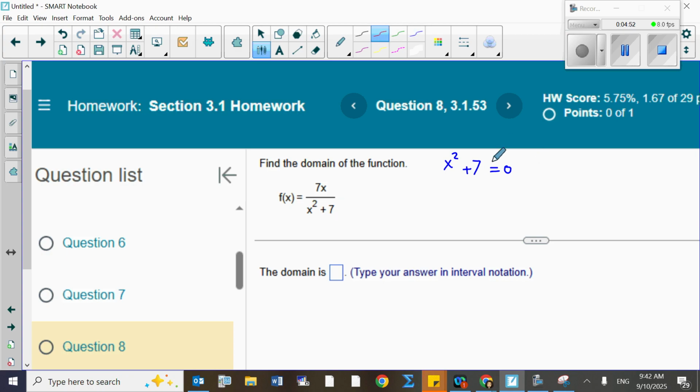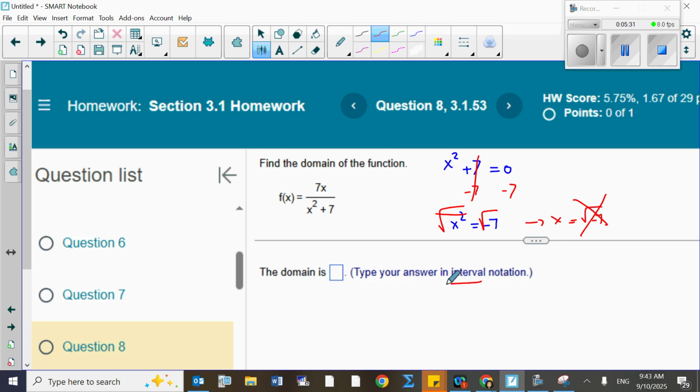Let's find this. So I'm going to solve for x, subtract 7 from both sides, and x squared equals negative 7. In order to solve for x, I have to take a square root of both sides. So this is going to cancel, and x is the square root of negative 7. But I know that there should be no negative under the radical. So this is not acceptable. So there is nothing that makes the denominator equal to 0. So that means the domain is all real numbers.